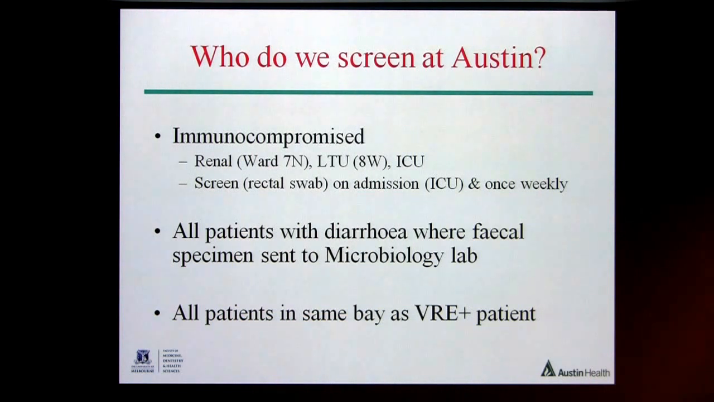So at the Austin, for instance, we screen our renal unit, our liver transplant unit, and our ICU, and we screen with rectal swabs. So we say, welcome to the Austin, bend over. And then once a week they get a rectal swab so that we know who's positive on admission and who has become positive since admission, so we know whether we're giving it to them or whether they've got it already. Where we get faeces sent to the lab, obviously enterococcus doesn't cause diarrhoea, but if we're getting a diarrhoeal specimen for other reasons, then we screen it for VRE, because if you've got diarrhoea, then you're a potential infection control risk to the rest of the ward. And if we find someone's positive, we screen those around them.